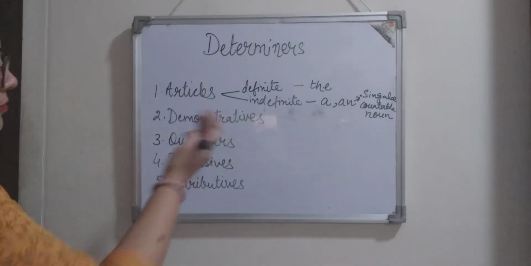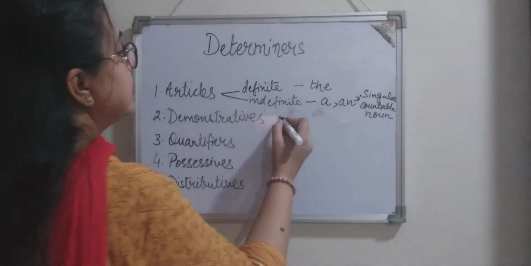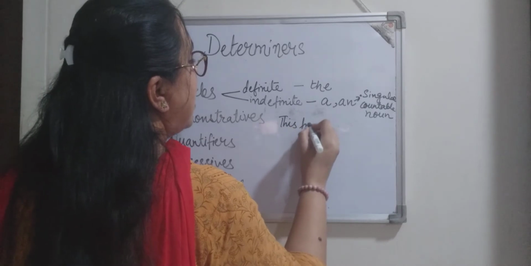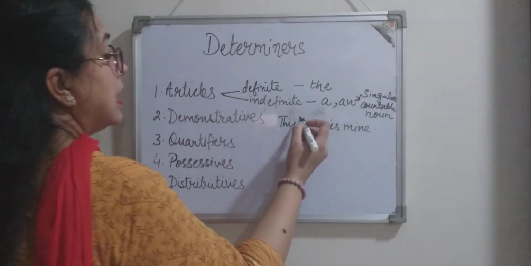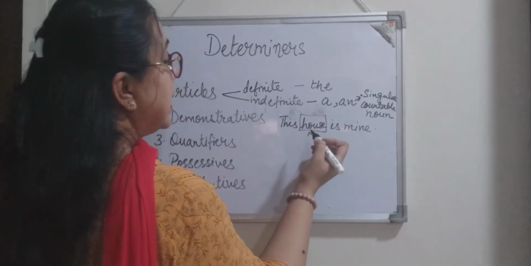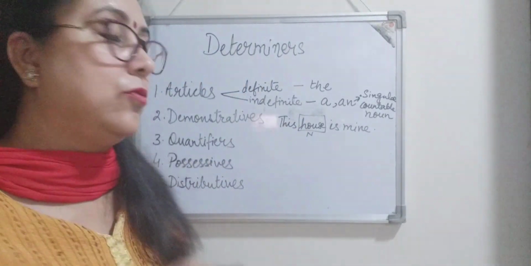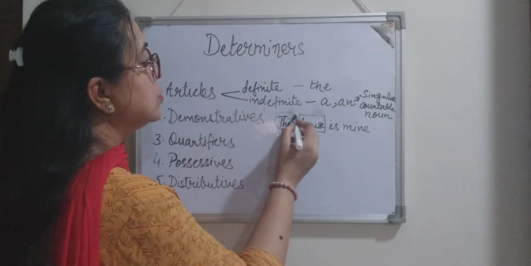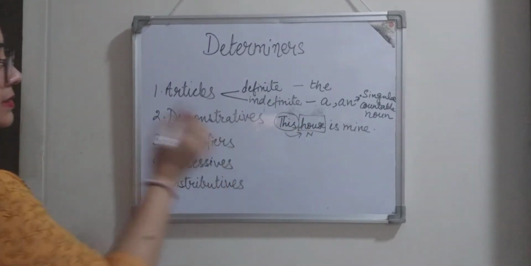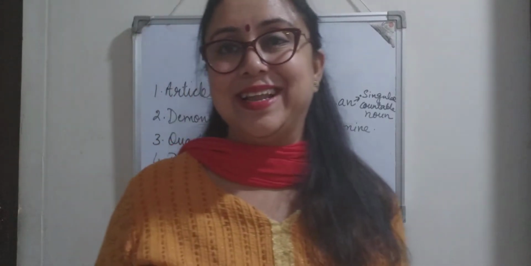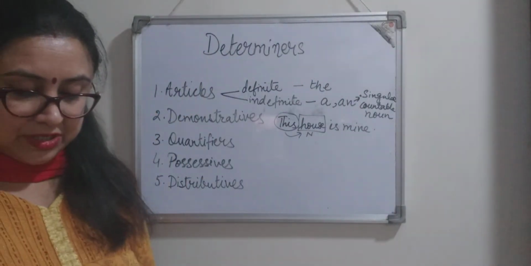Then, for example, this house is mine. So here, house is the noun, right? And which word gives us more information about the noun? Of course, the word this, which points out, right? So this is a demonstrative word as well as a determiner. Fine. Then moving ahead to quantifiers.